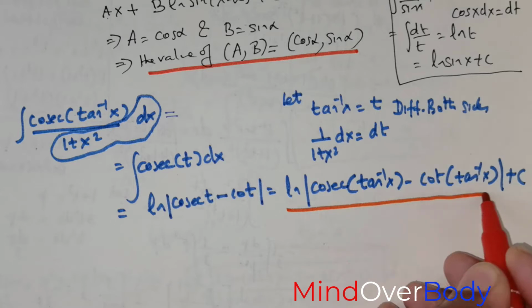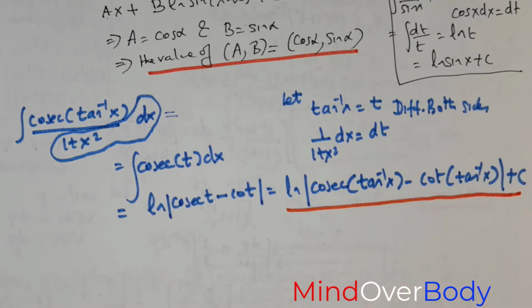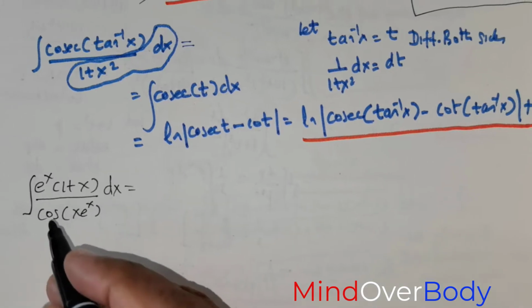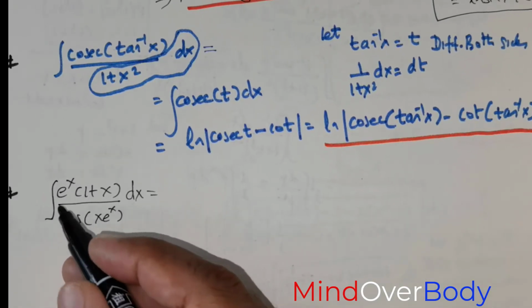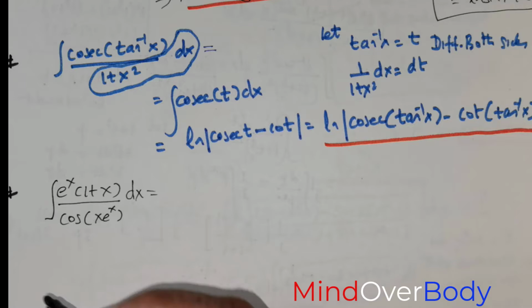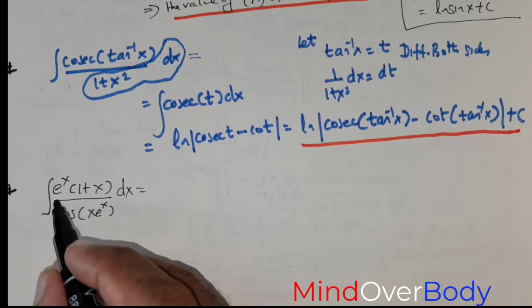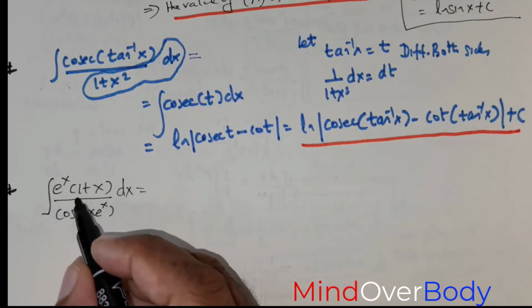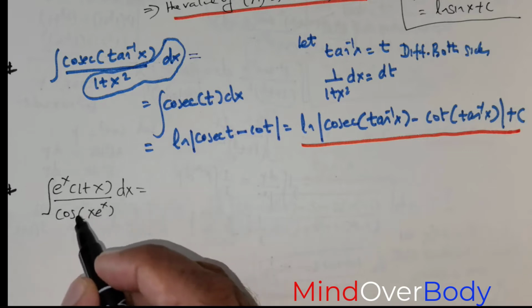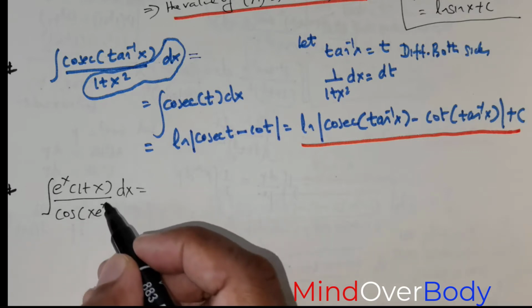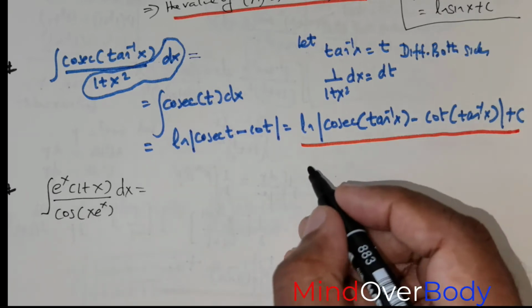But this is a good place for us to draw the red line, and this is the solution for the question. So we are given this question, students. This is another question we will handle using the technique of substitution. It is integral e raised to the power of x of 1 plus x divided by cos of x times e raised to the power of x times dx.